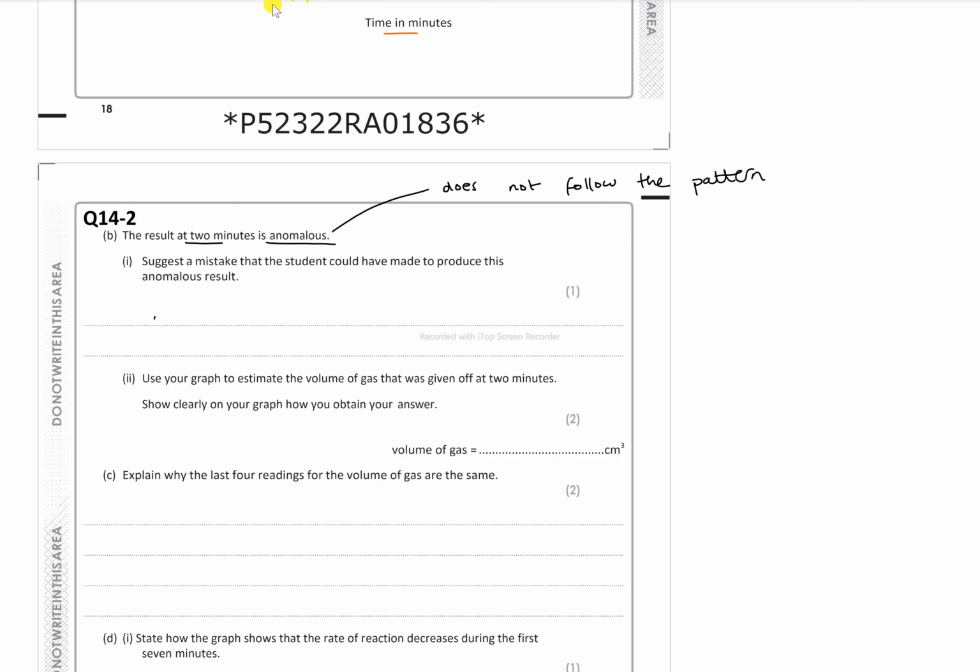Right, the student could have measured the volume of the gas after 2 minutes. Yeah, or he could have misread the syringe. He could have misread the reading under, misread the syringe reading.